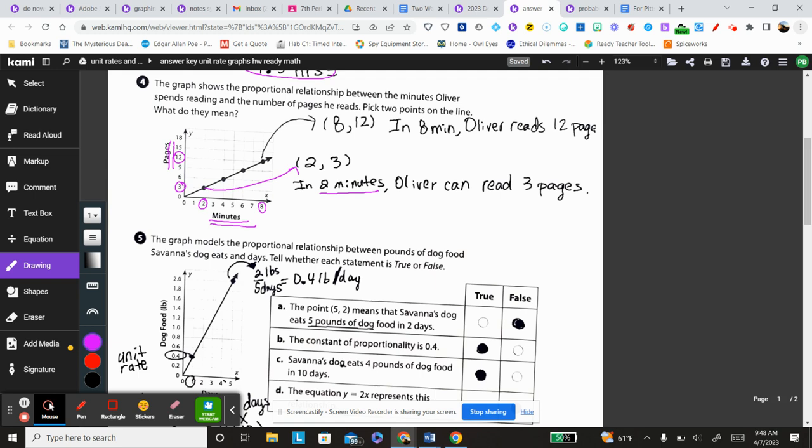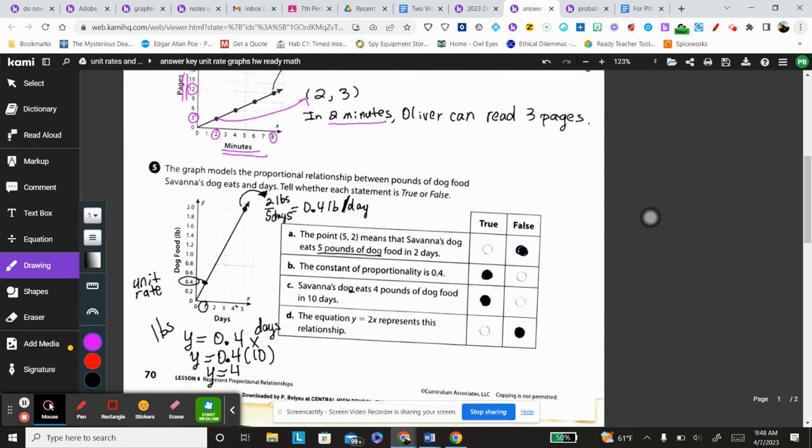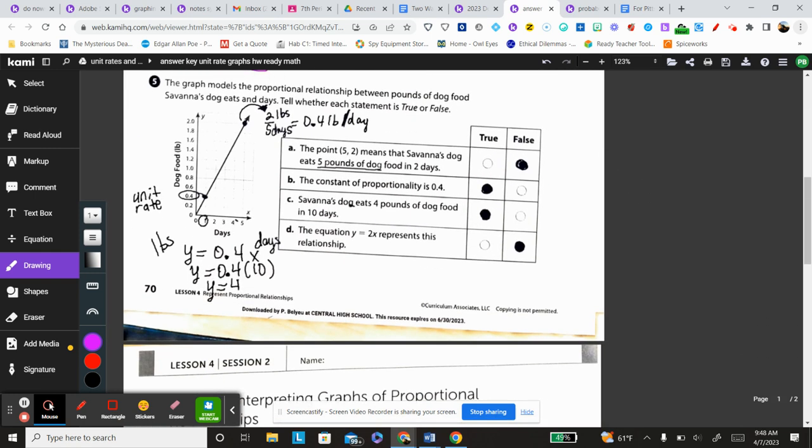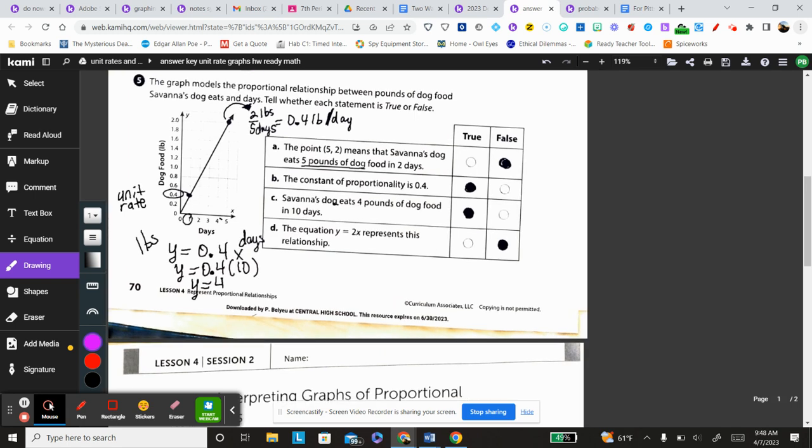Did anybody have a problem reading the points? No? Number 4 and number 5 were really confusing, but that's super easy. All right, 5, the point (5, 2) means Savannah's dog eats 5 pounds of food. Well, 5 is your X. So if I look on the X, 5 doesn't represent pounds of food. It represents what? Days. So that's automatically false. Okay? This just means in 5 days, they eat 2 pounds of food.